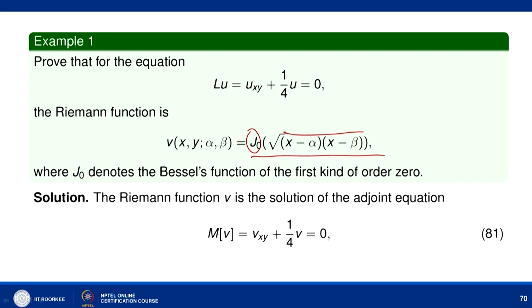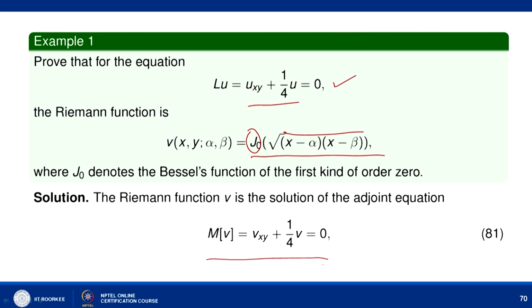So, here the problem is only to find out your Riemann's function, it is not the problem of solving the entire problem. Here we have a homogeneous equation, and we want to find the Riemann's Green function. If you have Lu equal to 0, then look at the adjoint problem, and since we do not have any first order partial derivative, the corresponding adjoint function is the same; in fact it is a self adjoint problem. So, M of v is equal to vxy plus 1 by 4 v equal to 0.